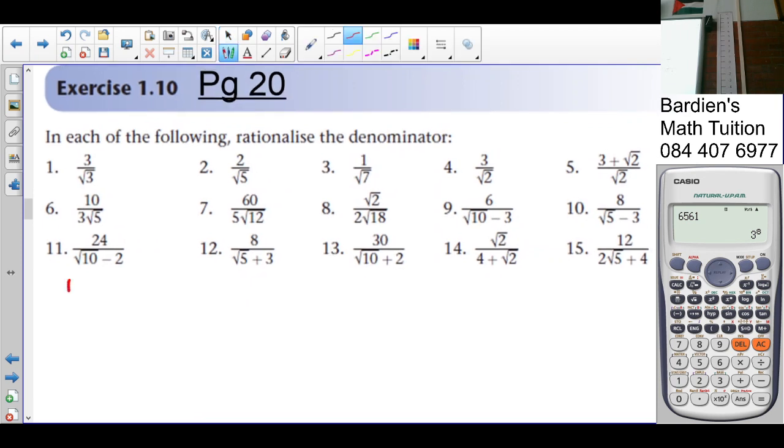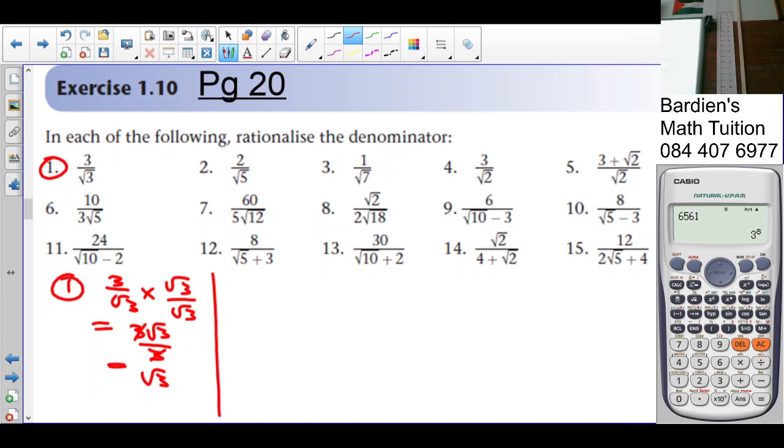So the answer to number 1, 3 over root 3. What we're going to do is multiply this by root 3 over root 3. So it's going to give you 3 root 3 over 3, which is root 3. Any confusion there? No. Number 3. So it's 1 over root 7 must be multiplied by root 7 over root 7. So it's going to be root 7 over 7. You all agree with that?